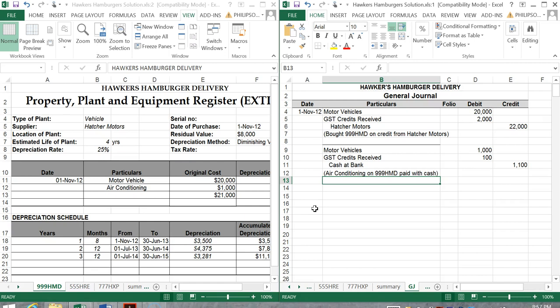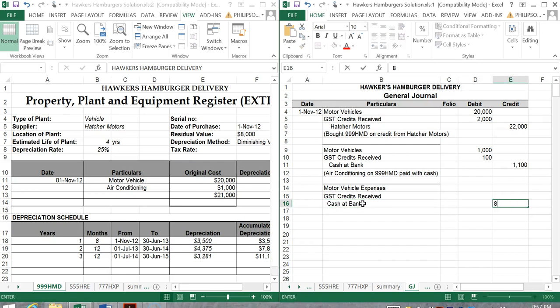Okay, next one, we've also paid for insurance, the annual insurance. I'll give that an underline. Insurance, happy for you to put it into a motor vehicle expenses account. If you called it insurance, that would be fine as well. GST credits received, get rid of the indent, and we paid for that with a check, so that's cash at bank as well.